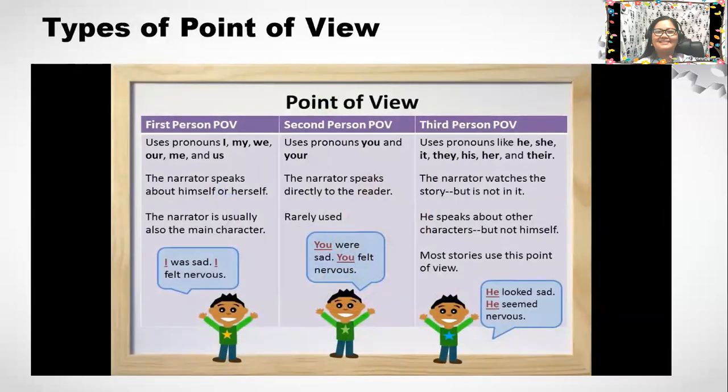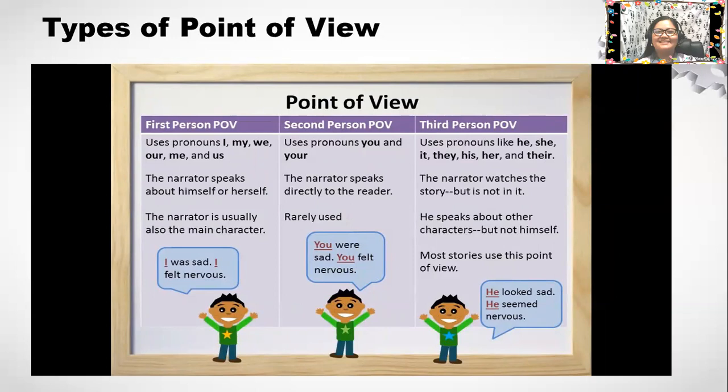Let's go to the types of point of view. Here in our picture, we just have three, but actually there are a lot. First is the first person point of view. Mahibalaan mo ni siya because they use the pronouns I, my, we, our, me, and us. The narrator speaks about himself or herself. The narrator is usually also the main character. Like, I was sad, I felt nervous.